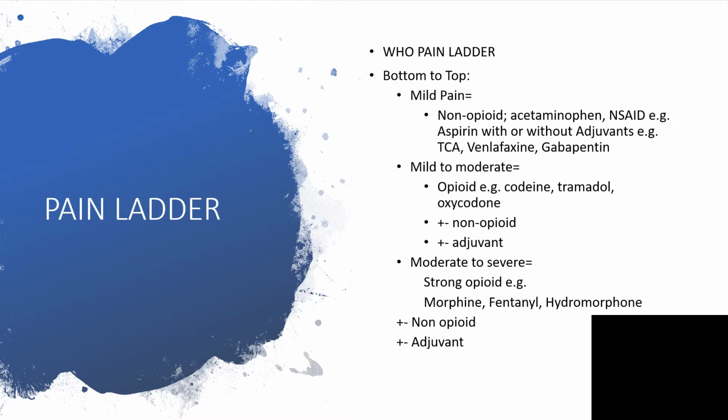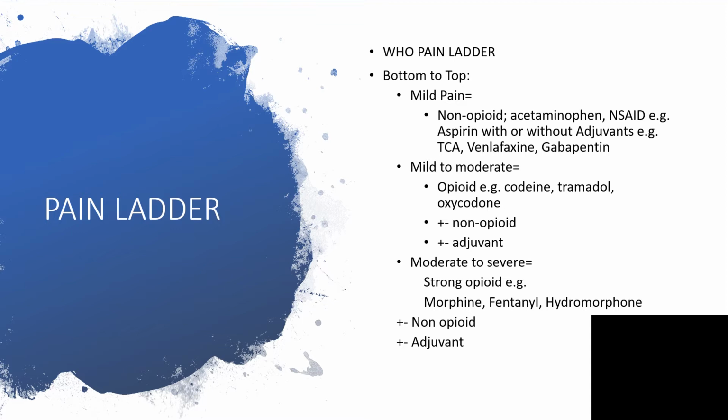The World Health Organization has helped us in devising what we call the pain ladder. With the pain ladder, we'll be able to select appropriately based on the level of the pain that the individual we want to assist is having. At the bottom of that ladder is mild pain. So those who are having mild pain don't need opioids, okay?